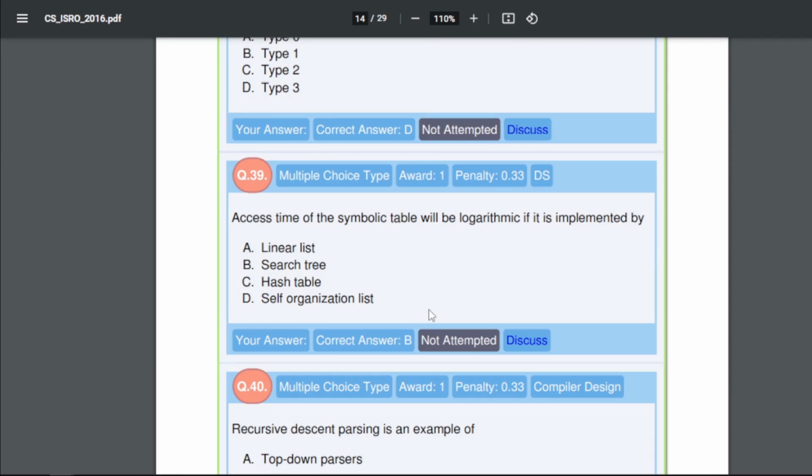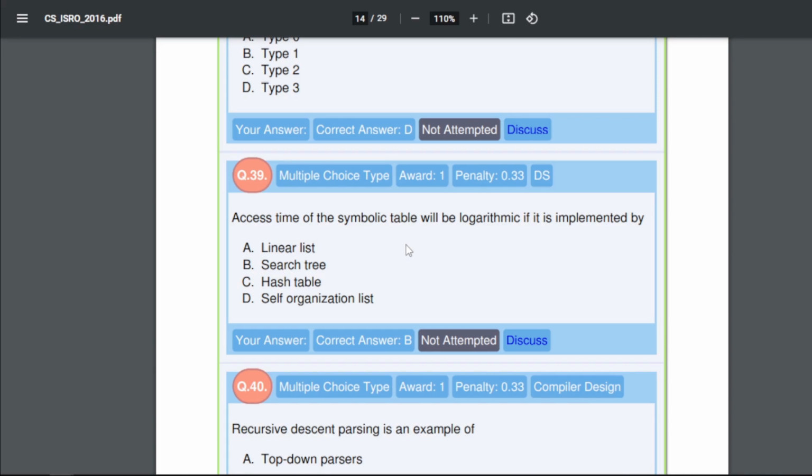Question number 39: access time of the symbol table will be logarithmic if it is implemented by what? So if it is implemented by a search tree, then the access time of the symbol table will be logarithmic, right? So hope you remember this.